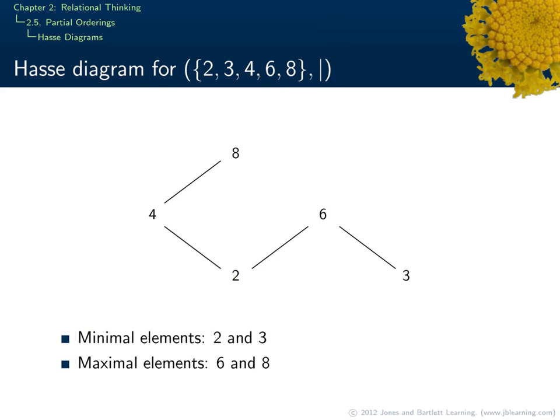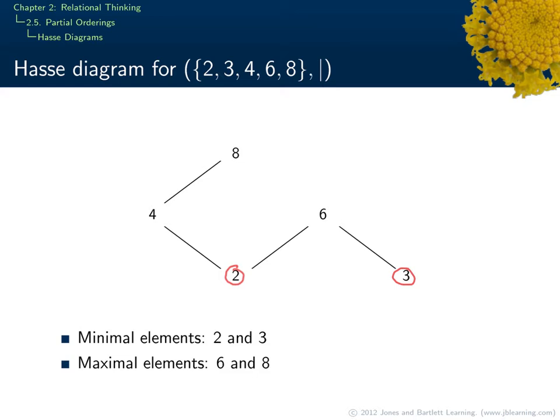So here we see the Hasse diagram for the set {2, 3, 4, 6, 8} with the division relation. So we ask ourselves, well, what are the smallest things in our Hasse diagram? Well, the numbers 2 and 3 are those smallest things. And now we ask ourselves, well, what are the immediate successors of 2 and 3? So that is, what are sort of the smallest things into which 2 and 3 divide evenly?